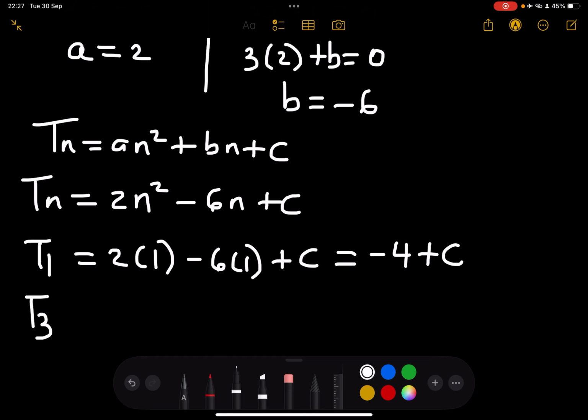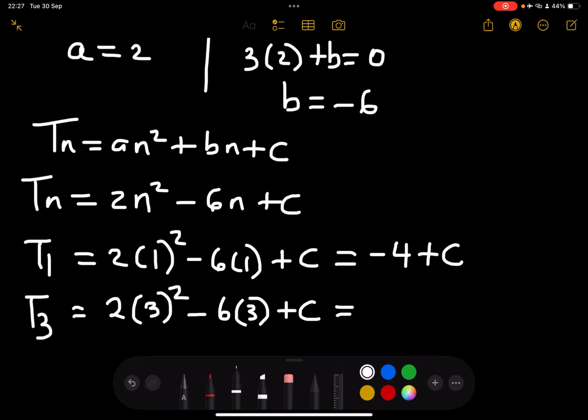Then let's check what term 3 is. It's going to be 2 times 3 squared minus 6 times 3 plus c. Let's see what T3 is going to be: 2 times 3 squared minus 6 times 3 gives us 0. So T3 will just be equal to c, because this part here is 0.